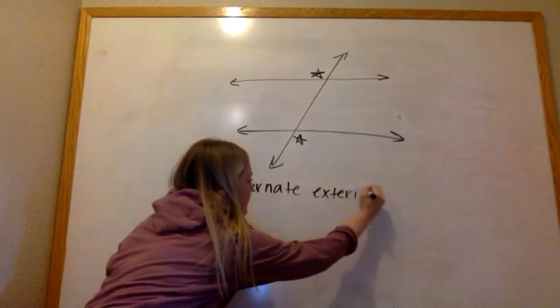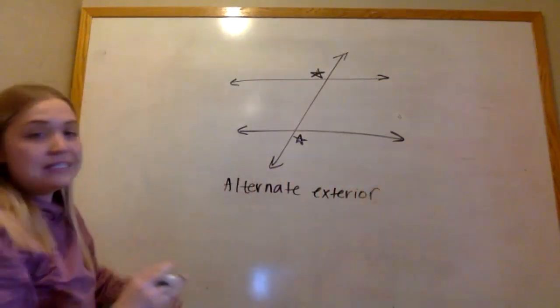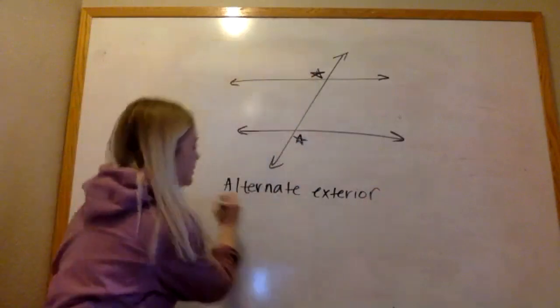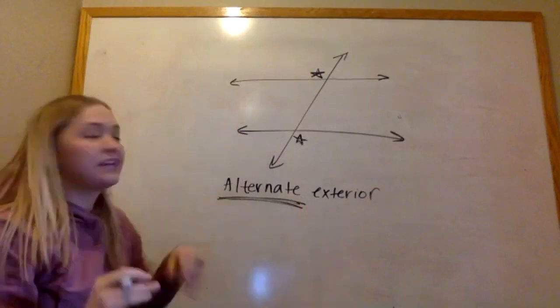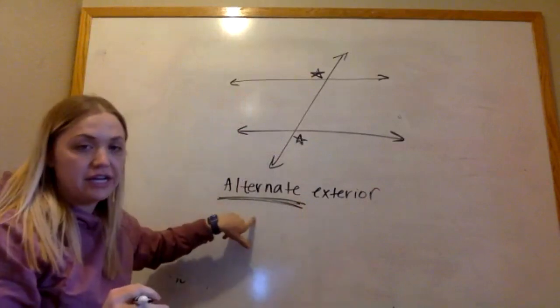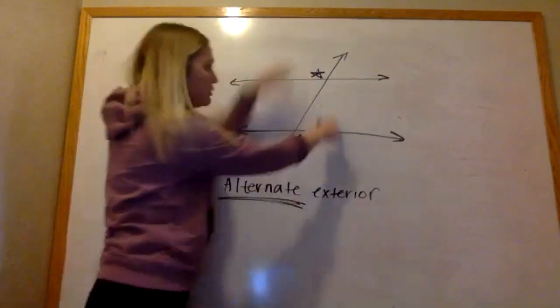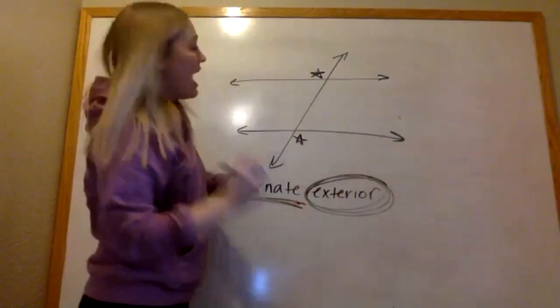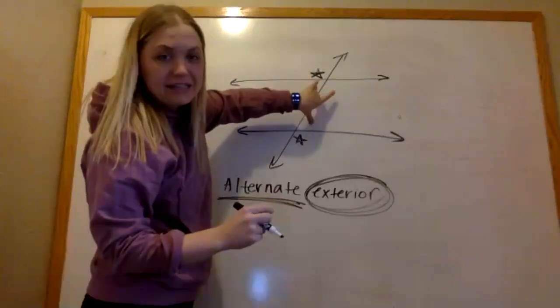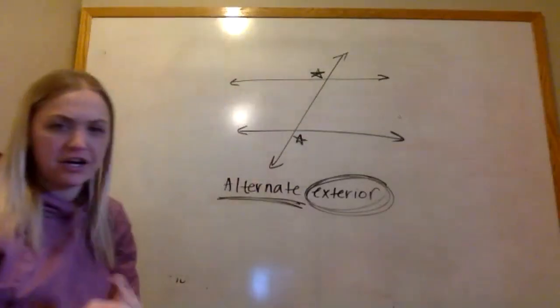And let me explain why. They're on opposite sides of the transversal. That's where this alternate comes from. So if they're ever one on one side, the other on the other side, you're going to use the word alternate. Now, since both of these are outside the parallel lines, that's where the exterior is coming from. Had they been inside the parallel lines, we would have called it alternate interior angles.